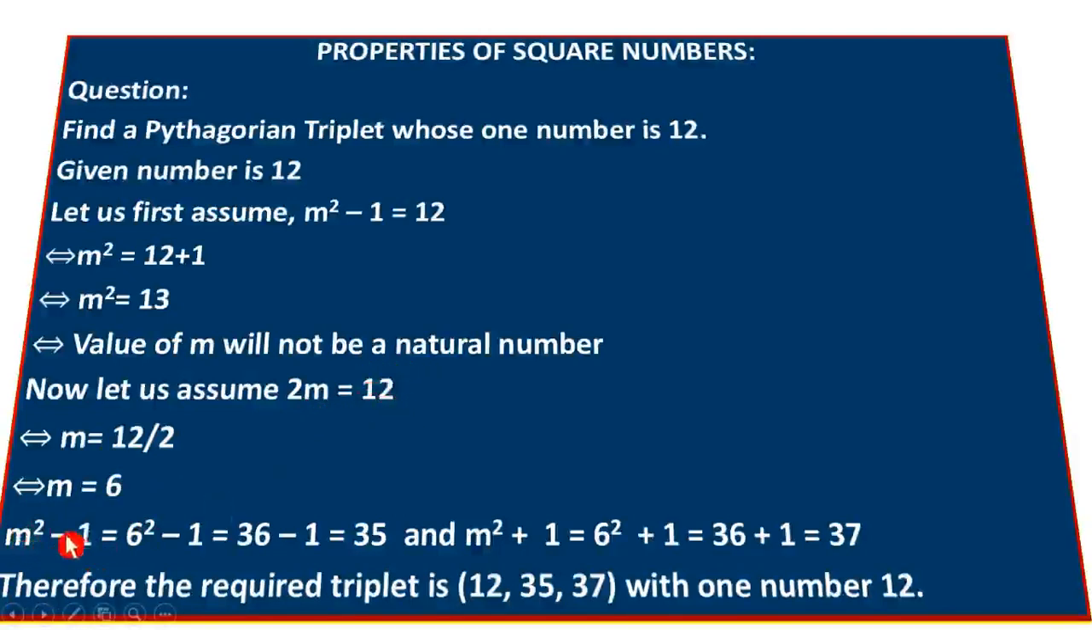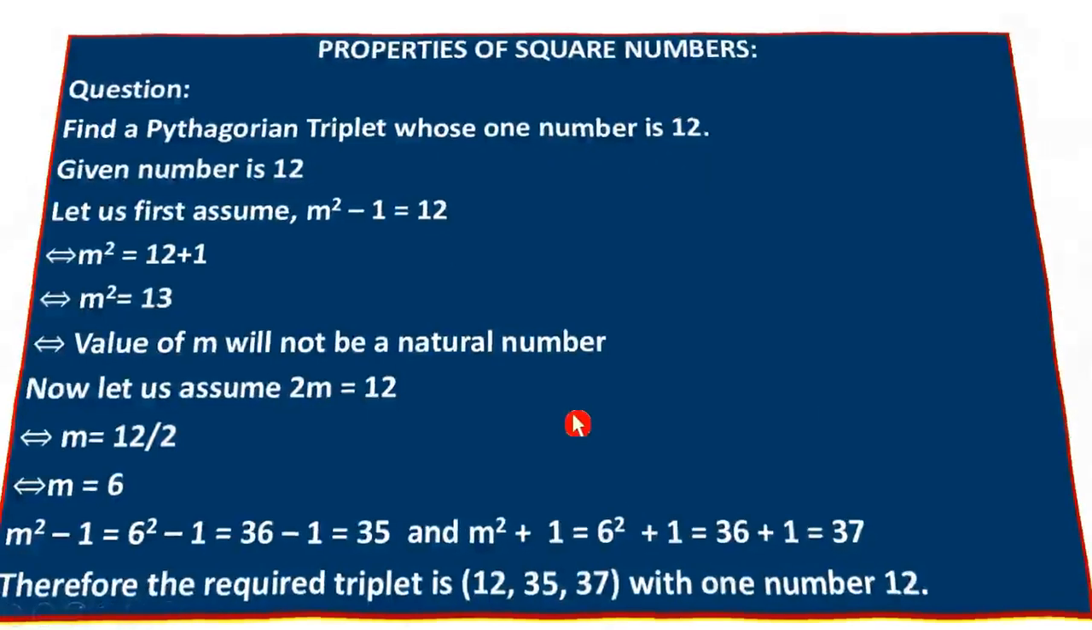Then another one is m square minus 1 equal to 6 square minus 1 equal to 36 minus 1, 6 square equal to 36, minus 1 equal to 35 we got. Then another format, three formats are there. m square plus 1, 6 square plus 1, that means 36 plus 1 equal to 37. So therefore the required triplet is 12, 35 and 37 with one number, that is 12, as the question says one number is 12.